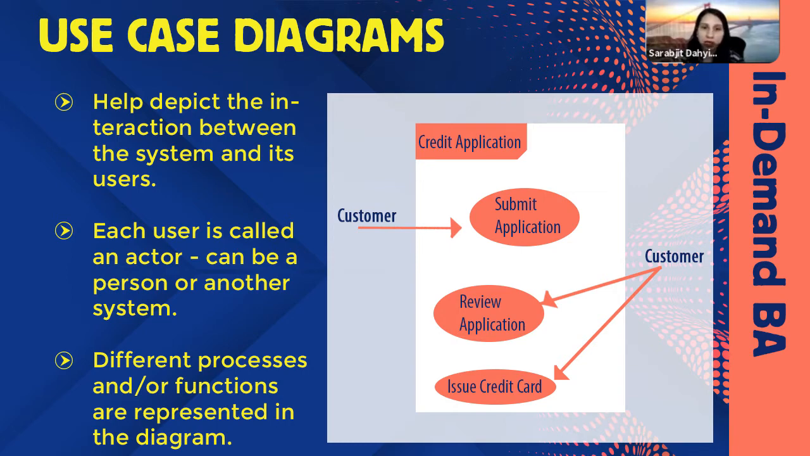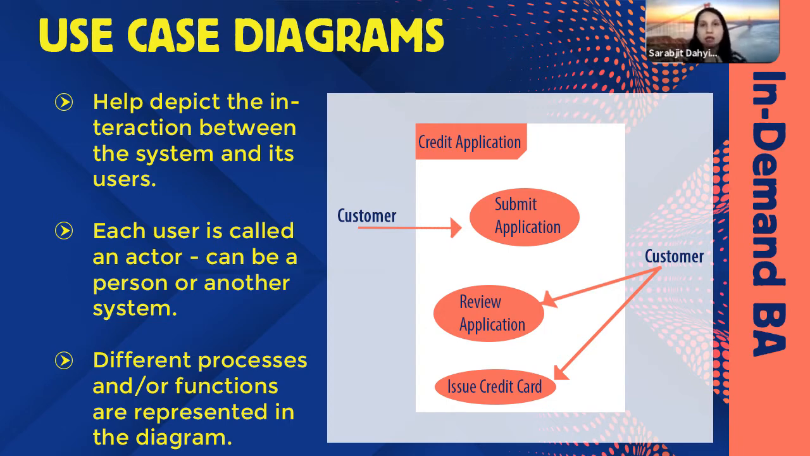The last bullet I have here is that different processes and functions are represented in the diagram. Typically, when we have these ovals in the middle, these represent functions or use cases in the agile environment. In waterfall, these ovals represent different functions the system needs to have in order for it to be complete.